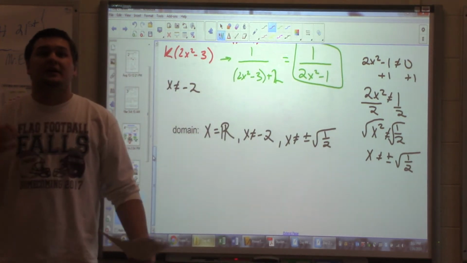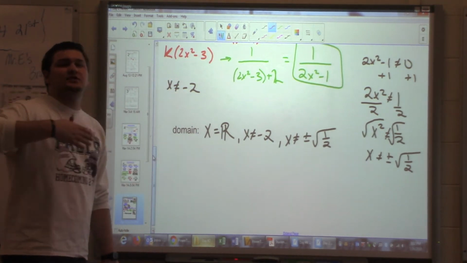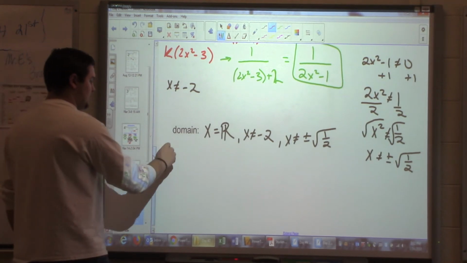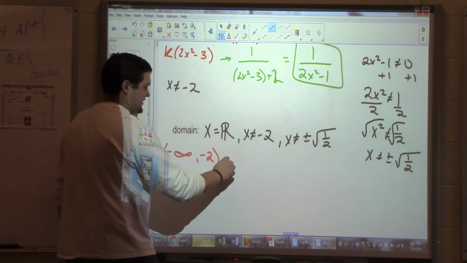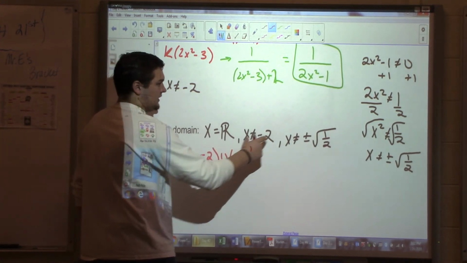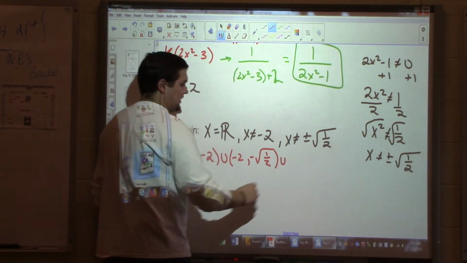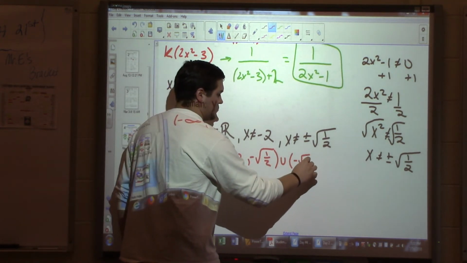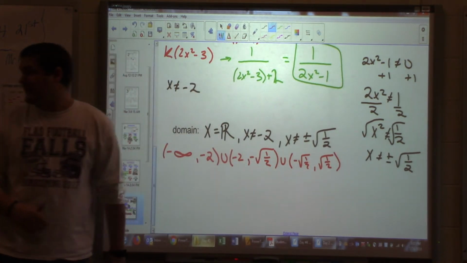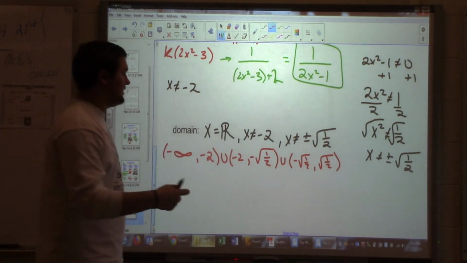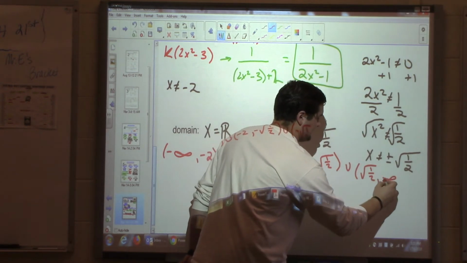Alright, then, interval notation. It's going to be a pretty long one. Alright, so working left to right, smallest number to biggest number. Negative infinity to negative 2. Negative 2 is my next smallest. Union, negative 2 to negative square root of 1/2. Union, negative square root of 1/2 to positive square root of 1/2. And then lastly, union, square root of 1/2 to infinity.